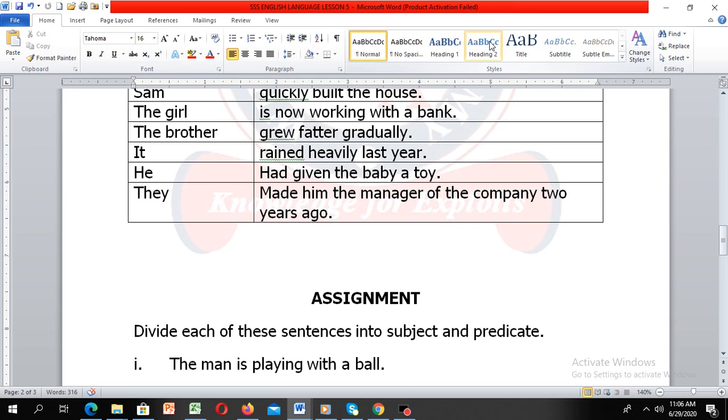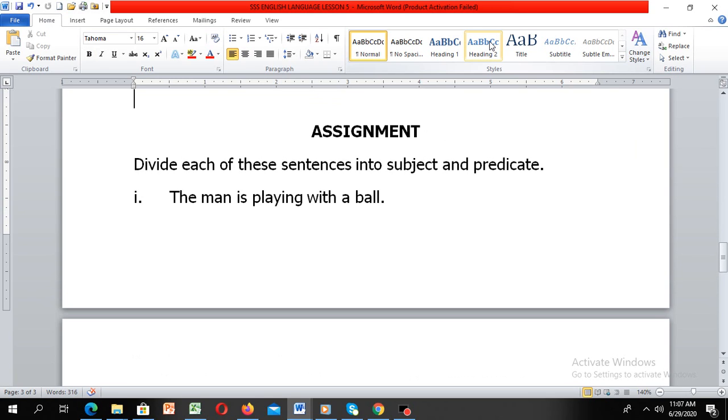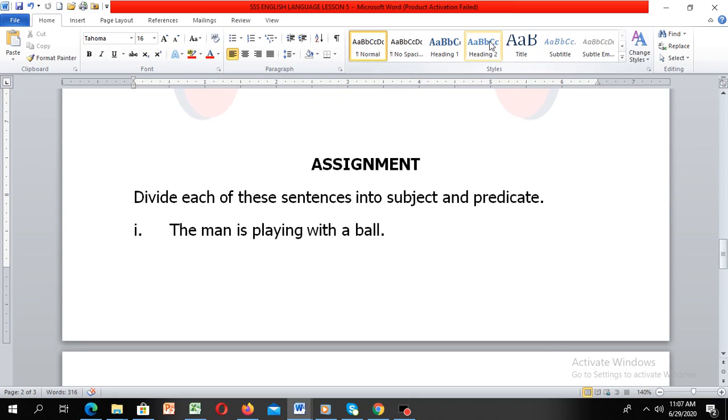Please follow it up and read up, to feed yourself more on this. Please ensure you do the assignment. We have come to the end of this teaching this morning. So look at the assignments below. Divide each of these sentences into subject and predicate.